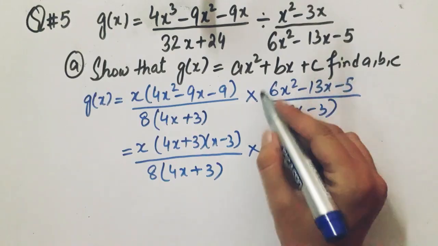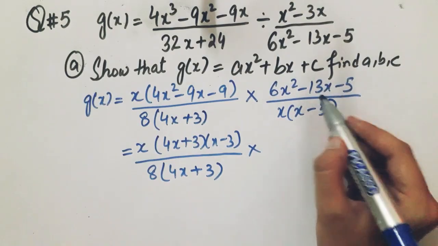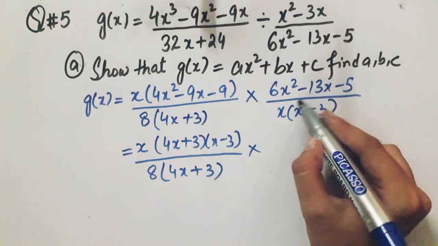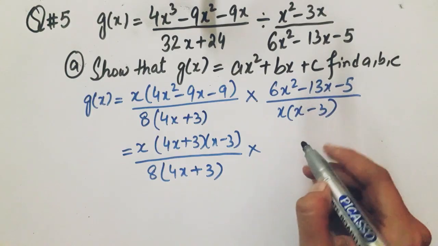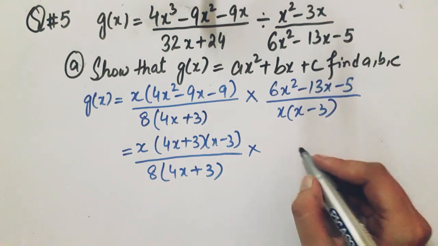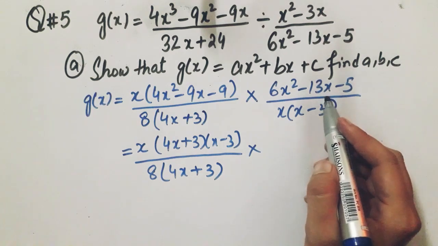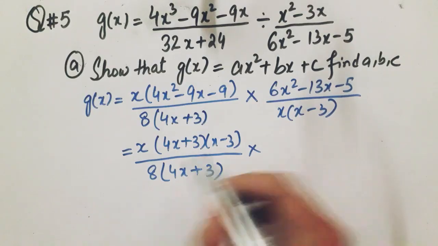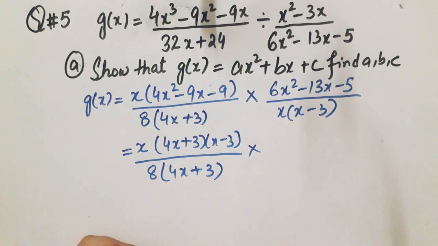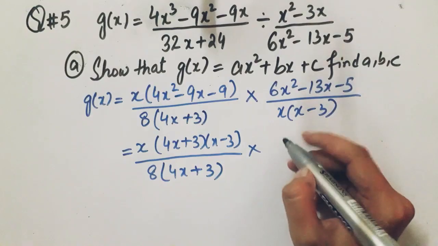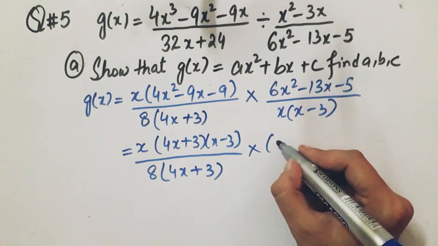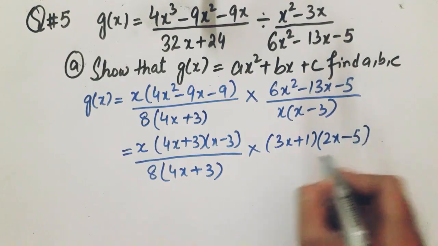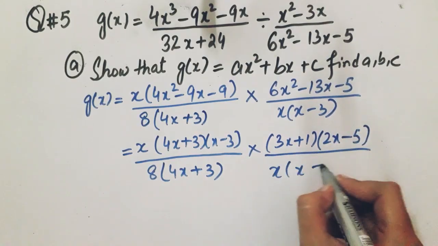Here we have to make the factors of 30. When they are subtracted, give 13. So 10 into 3 will be used. So we will write the factors as, to make the factors of 30, 15 into 2. So 3x plus 1 and 2x minus 5. x into x minus 3.